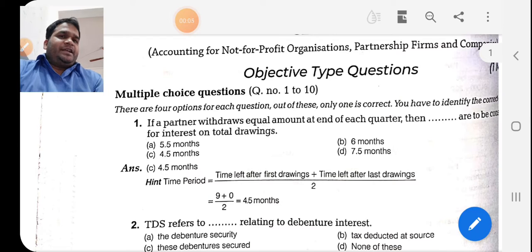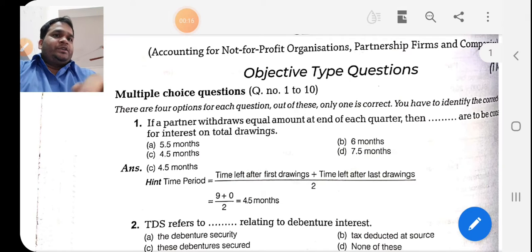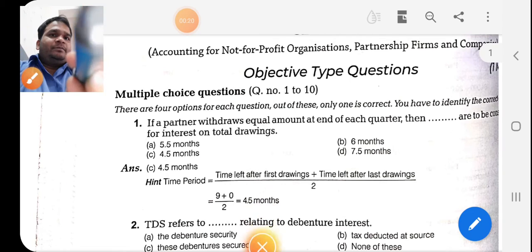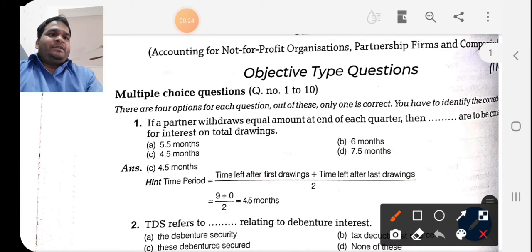Welcome class to the class of accountancy. Today we are going to revise a few questions which are very important from your board examination point of view. First of all, we will revise with multiple choice questions. Let me read out the first question which is there on your screen.